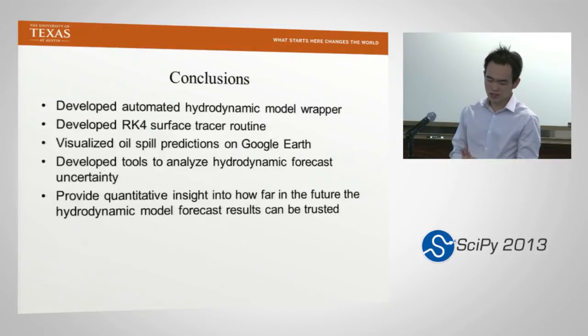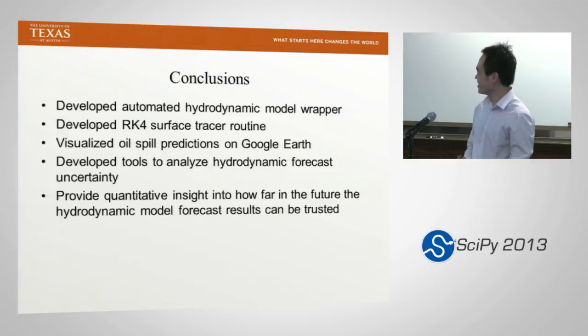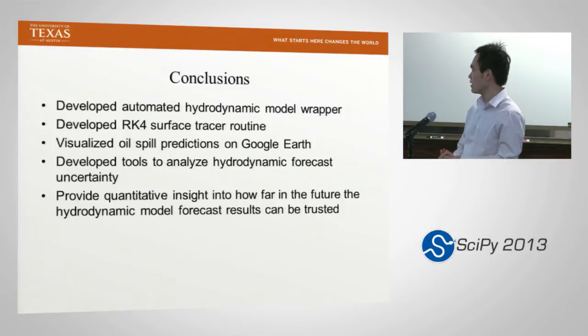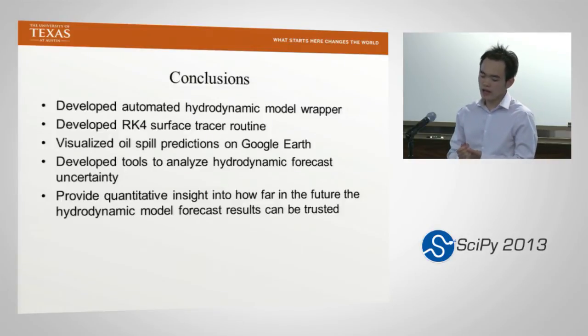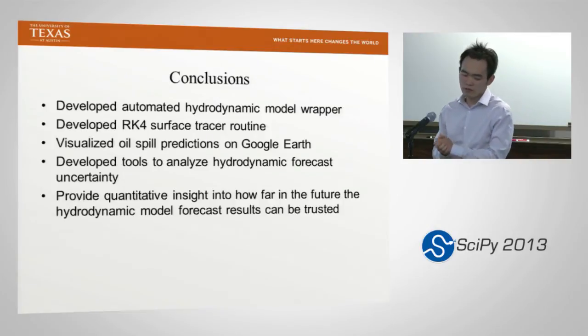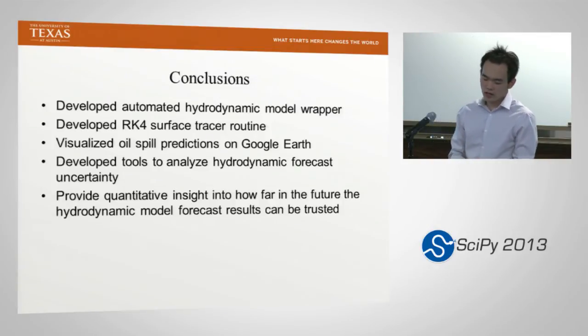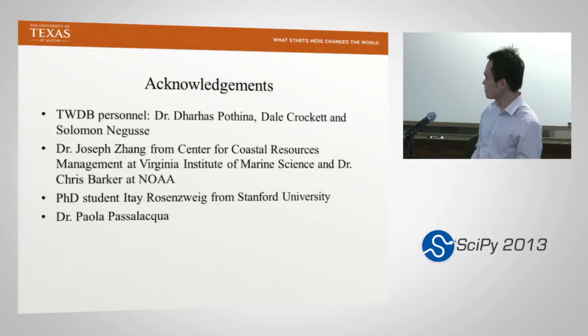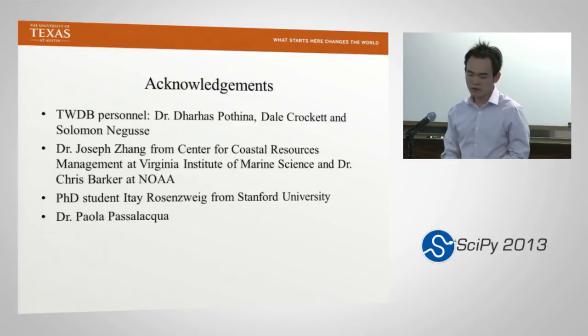So, conclusions. I think I'm going quickly. We have developed an automated hydrodynamic model wrapper, and we use Python to develop an RK4 surface tracer routine. We can use this to visualize HyosPy predictions on Google Earth, and we also do the uncertainty analysis using the wrapper. All of this provides some insight into how far into the future the hydrodynamic model can be trusted.